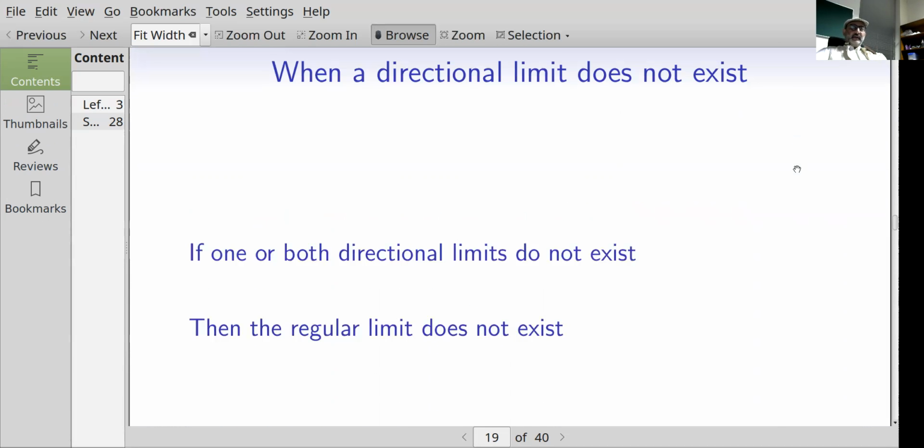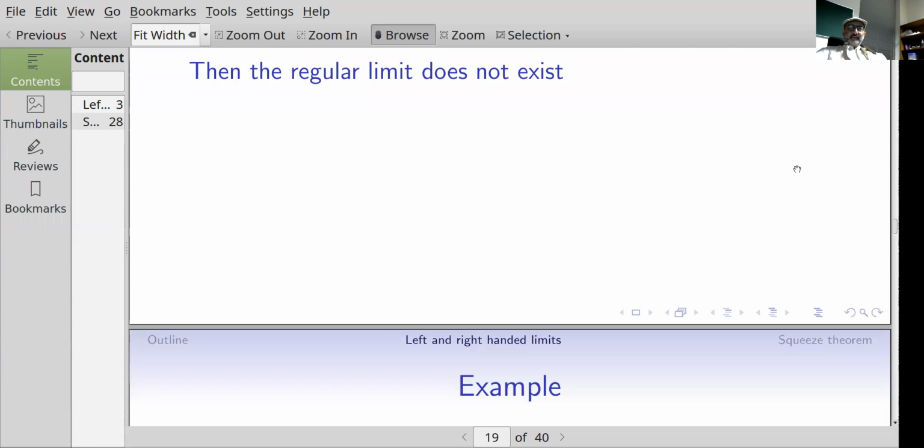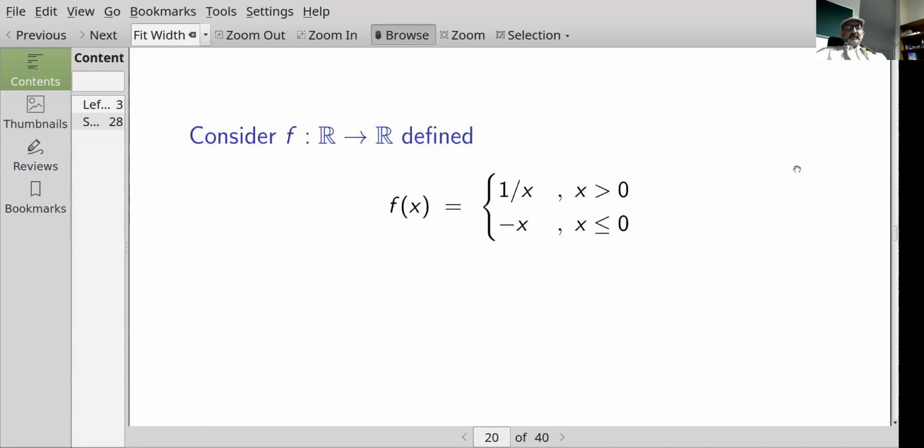Okay. Now, what about when a directional limit does not exist? If one or both of the directional limits does not exist, then the regular limit does not exist. Okay, so we consider a function f maps reals to reals. It's defined by f of x is equal to 1 over x for positive x, and otherwise it's defined as minus x.